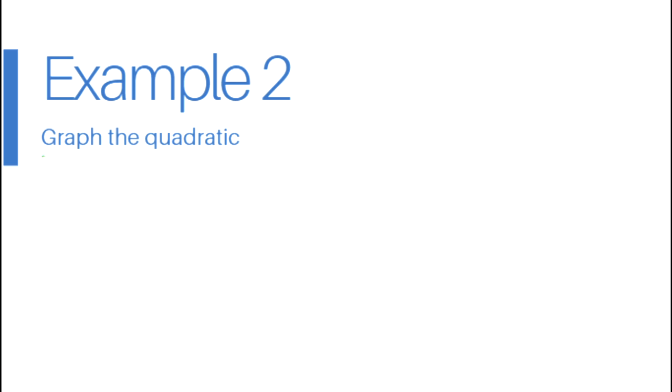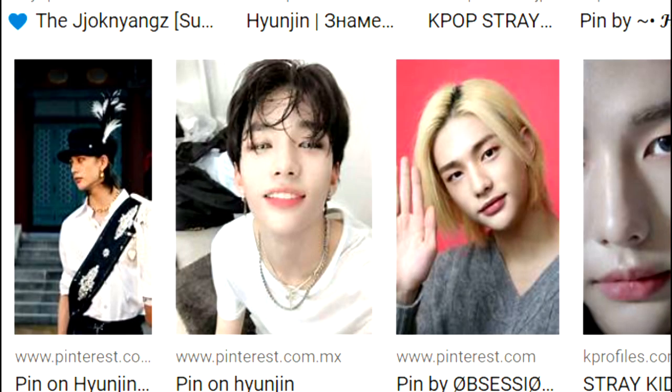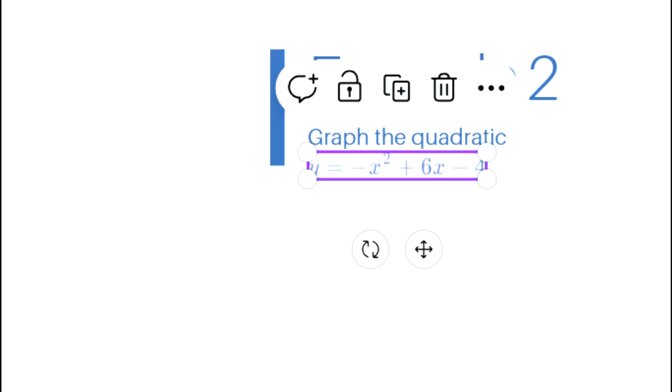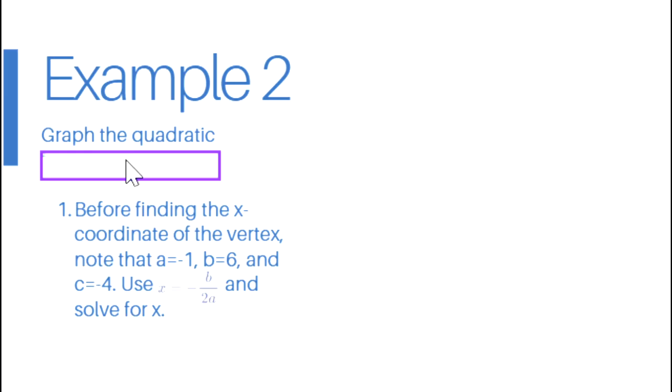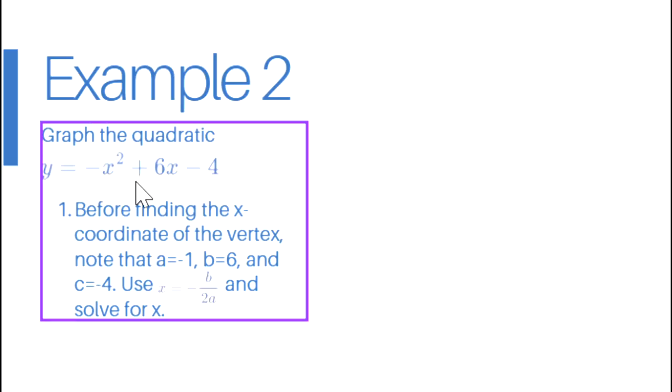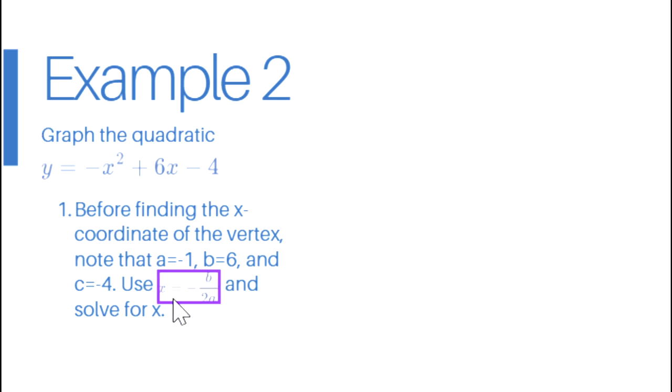Here's example number 2. Graph the quadratic. The first thing we're going to do is, before finding the x-coordinate of the vertex, note that a equals negative 1, b equals 6, and c equals negative 4. We're going to use our formula and solve for x.